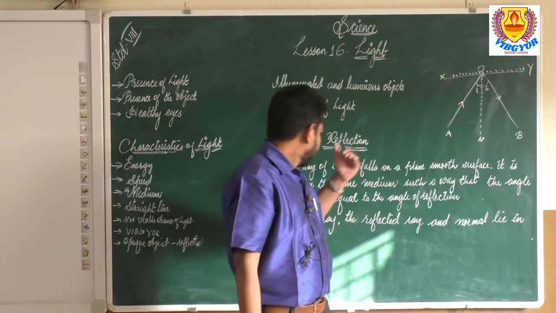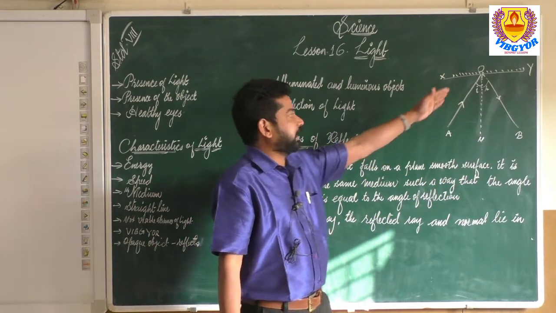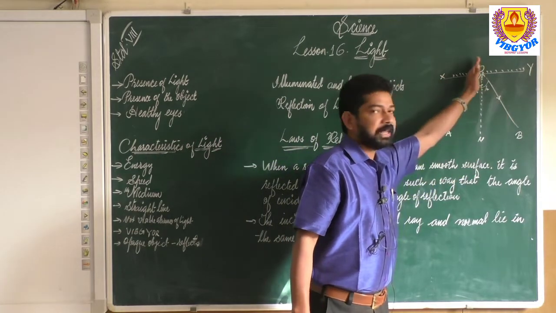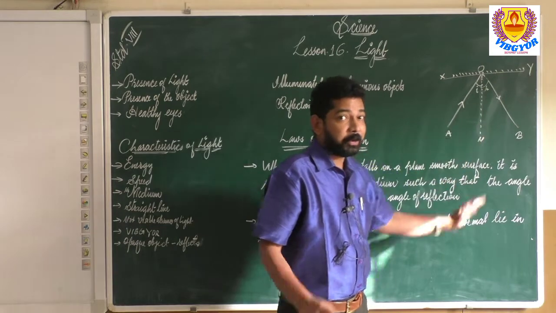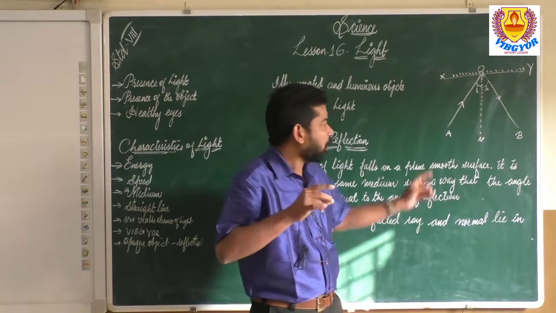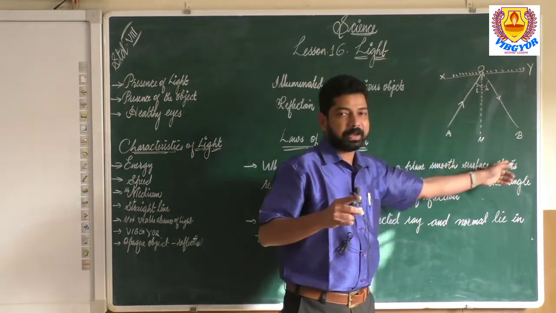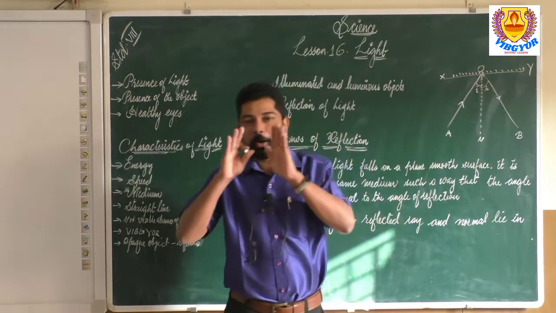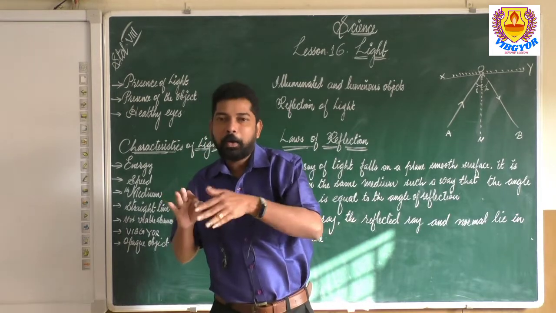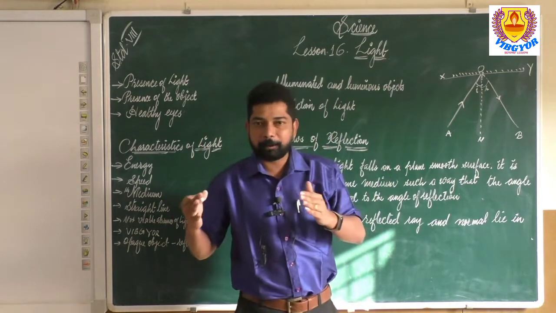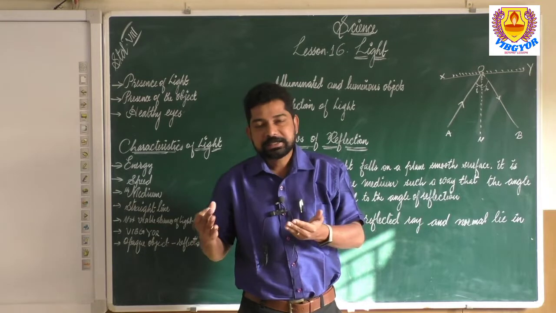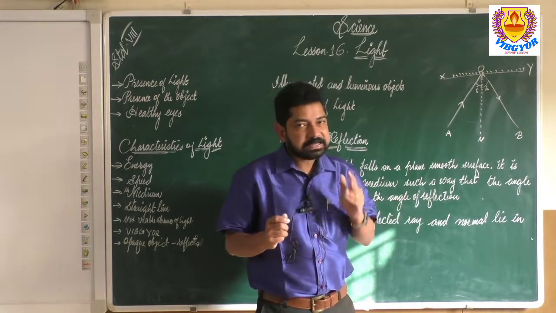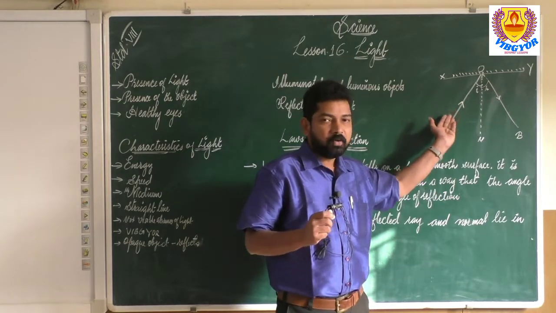Now the second law. What does it say? The incident ray, the reflected ray and the normal at the point of incidence all lie in the same plane. That means if we draw on a plane, on a board or on a paper, they are on the same plane. So we have learned the first law and the second law, and also we have verified them here.